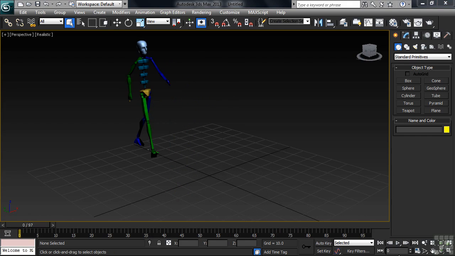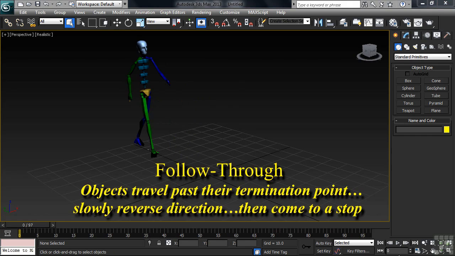Another Disney principle is one called follow-through, which states that an object in motion almost never comes to a complete and sudden stop. It instead has a tendency to actually travel past its termination point, then slowly reverse direction before coming to a final rest.